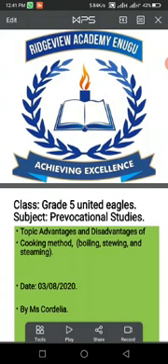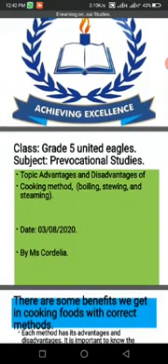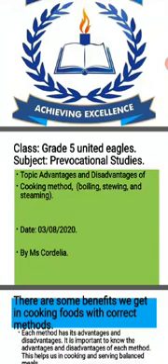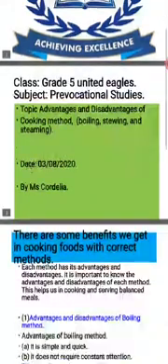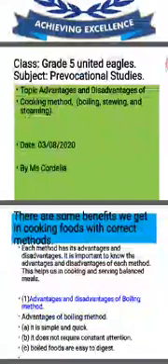We are starting our lesson on Prevocational Studies. The topic is advantages and disadvantages of cooking methods. In bracket, we have boiling method, stewing method, and the steaming method. There are some benefits we get in cooking foods with correct methods. Each method has its advantages and disadvantages. It is important to know the advantages and disadvantages of each method. This helps us in cooking and serving balanced meals.